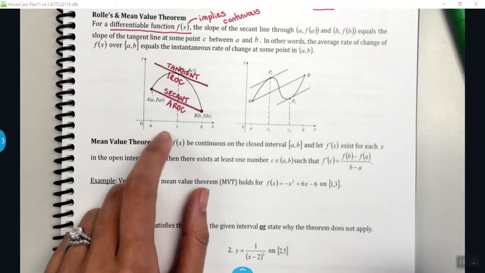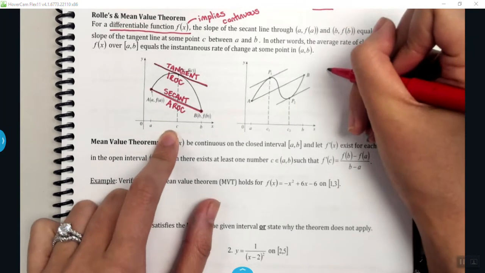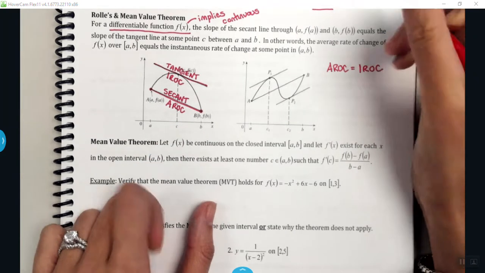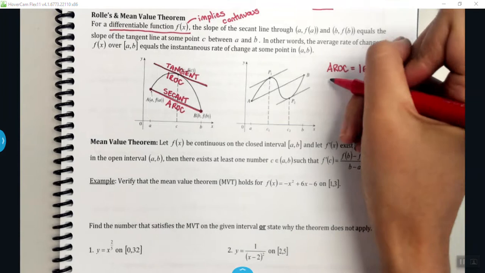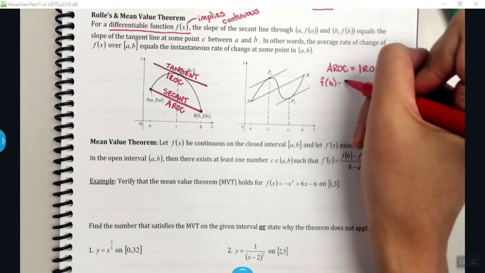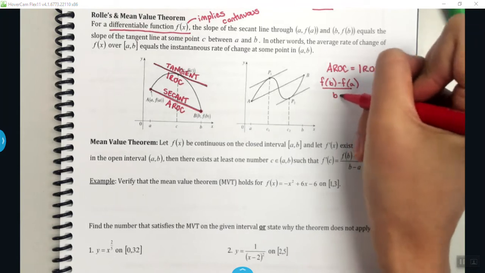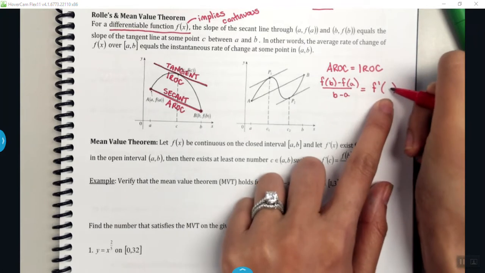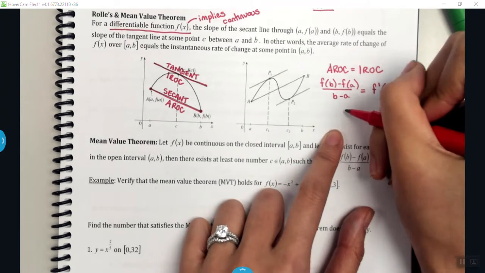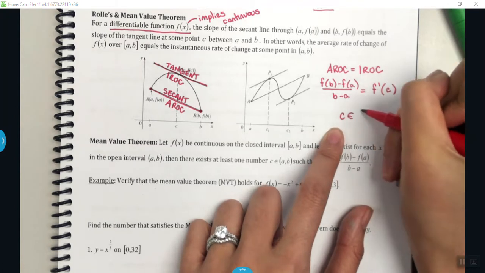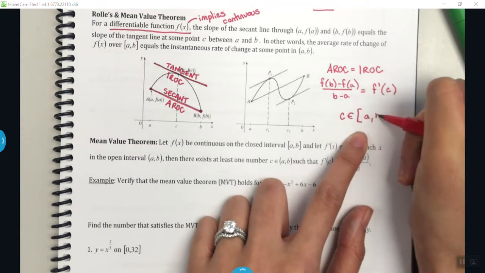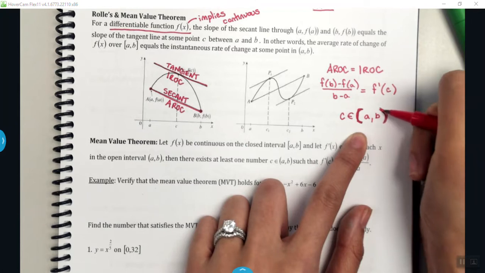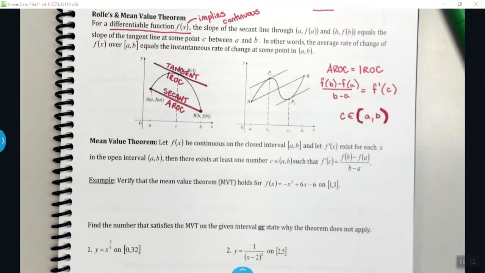A lot of people remember this as, come on, AB kids, A-rock, average rate of change, equals I-rock. What does I-rock mean? Instantaneous rate of change. So average rate of change is f of b minus f of a over b minus a. And instantaneous rate of change is f prime at some c value. And what it says is they're going to equal where c is inside of the interval a to b. Actually, parentheses. Not at a and not at b, but somewhere inside a and b. That is mean value theorem.